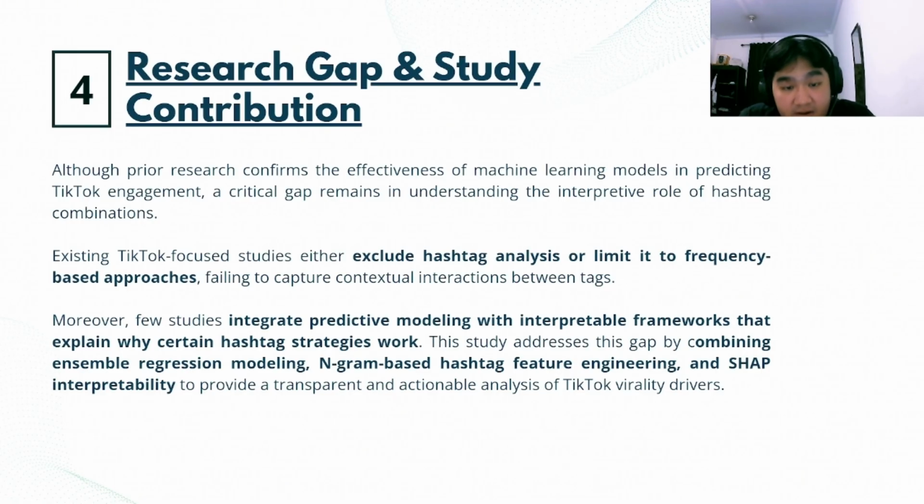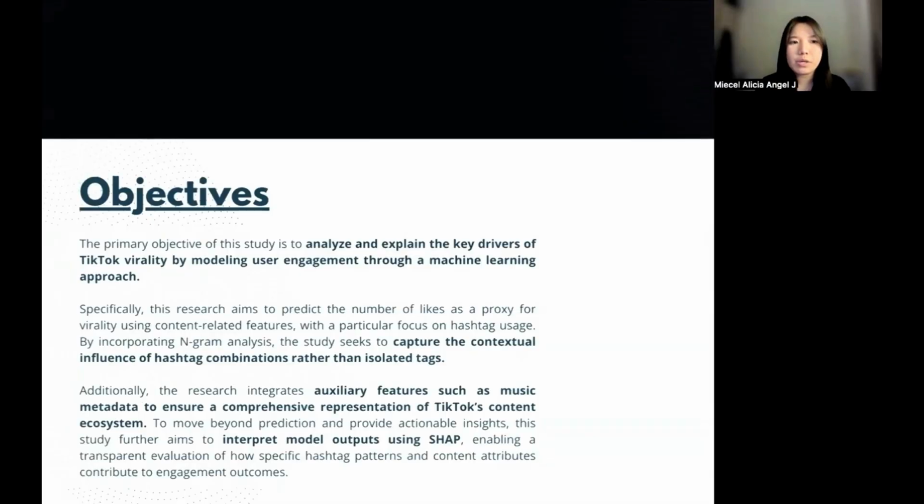insights into TikTok virality. So, the primary objective of this study is to analyze and explain the key drivers of TikTok virality using machine learning. Specifically, we aim to predict the number of likes as a proxy for virality, evaluate the contextual impact of hashtag combinations through n-gram analysis, and interpret feature contributions using SHAP to provide actionable insights.